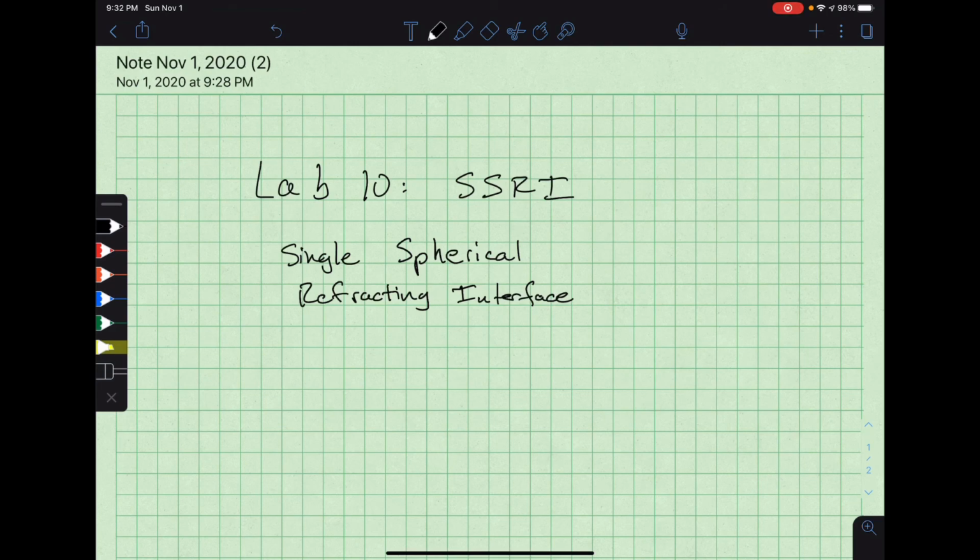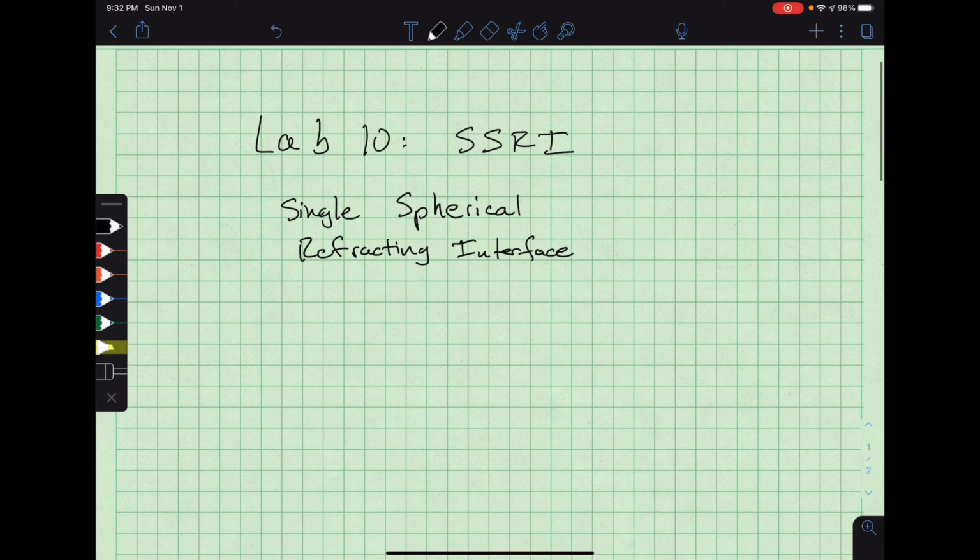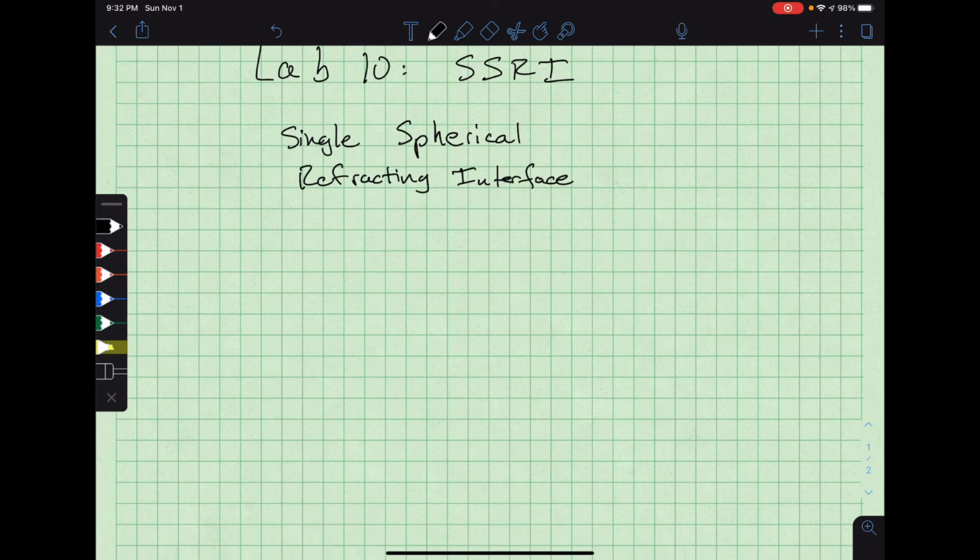All right, welcome to Lab 10 for the SSRI. SSRI stands for Single Spherical Refracting Interface. So basically we're looking at one surface that borders two different indices of refraction. And this is typically a curved surface, which causes refraction.